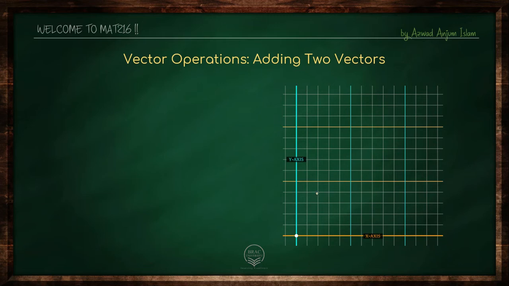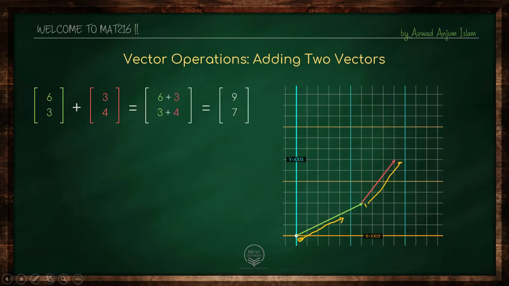So let's say we have two vectors, the green one and the red one, and we want to add them. How we add a vector is we start from the tail of the first vector, go along the direction of the first vector, end up at the tip of the first vector. After that, we go along the direction of the second vector, end up at the tip of the second vector, and the overall effect or the addition or the resultant vector is going to be the vector that goes from the tail of the first vector to the tip of the second vector.